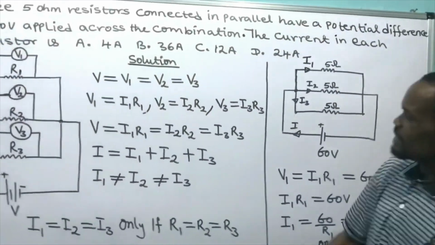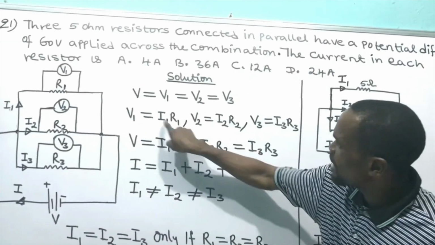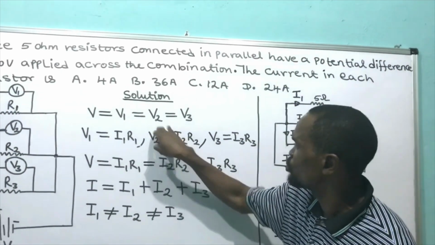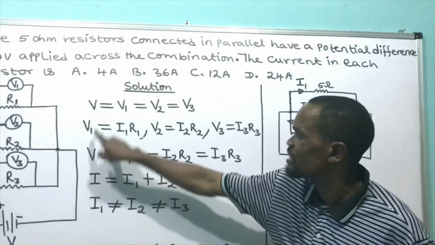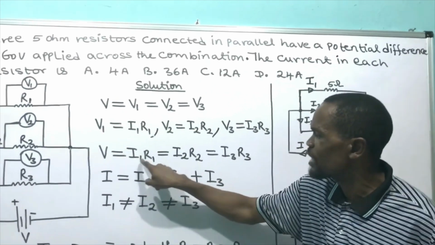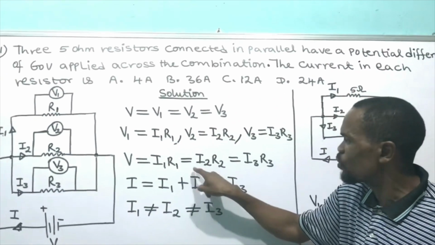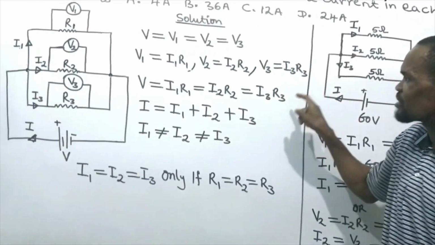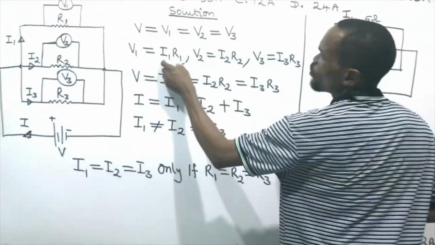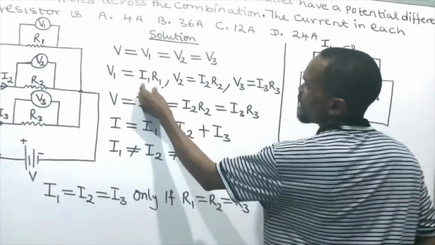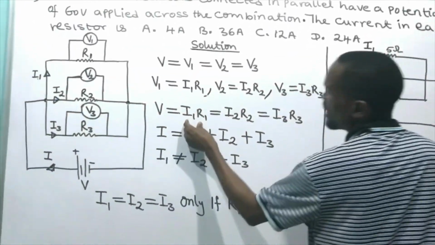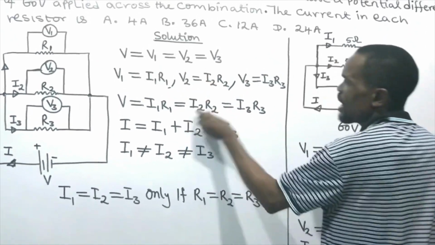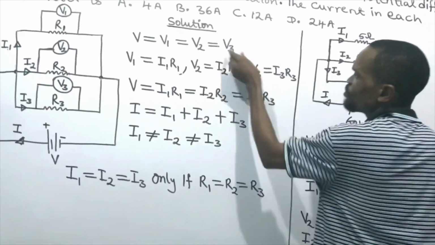Then we say it again: since this one is equal to this, we carry it and substitute here, and here, and here. We have that V is equal to current 1 times R1, is equal to current 2 times R2, is equal to current 3 times R3. Since this is equal to this, I remove this one, carry this one, and put it here, and we have this.